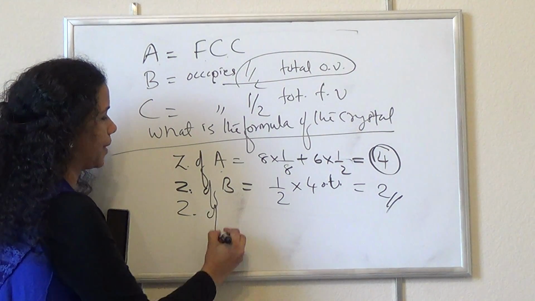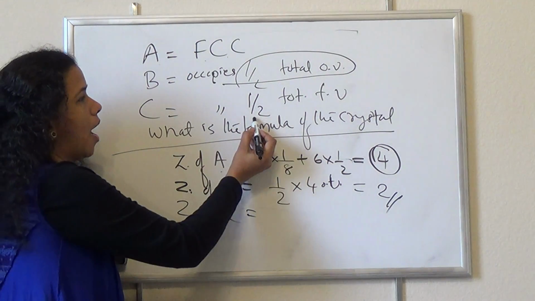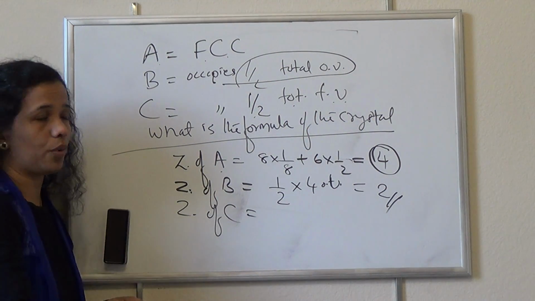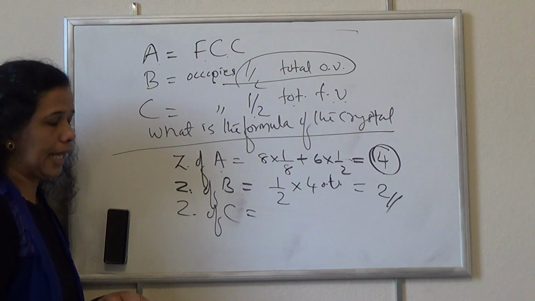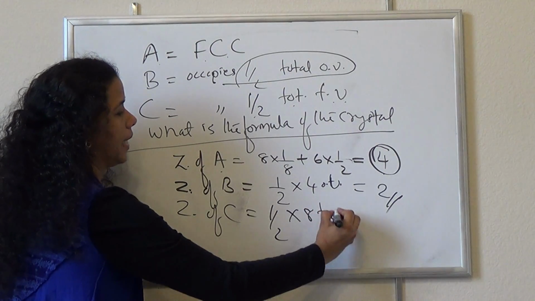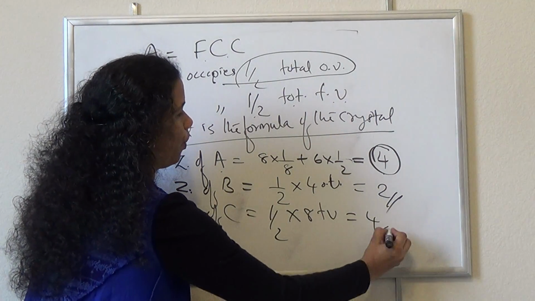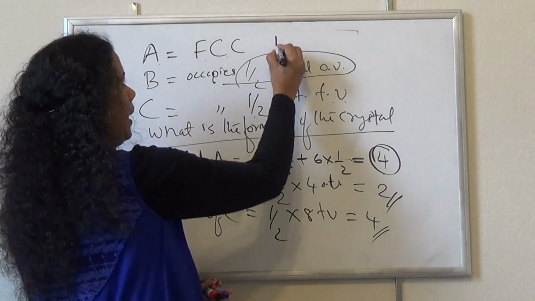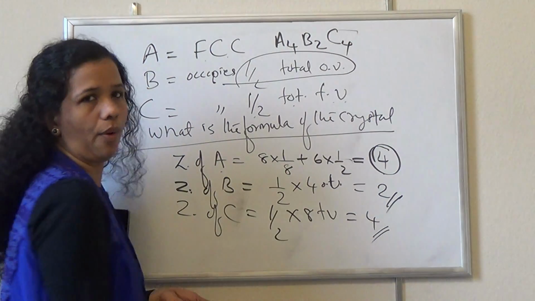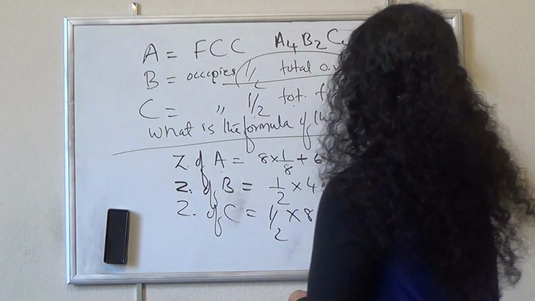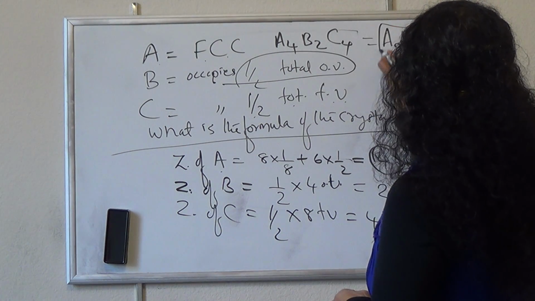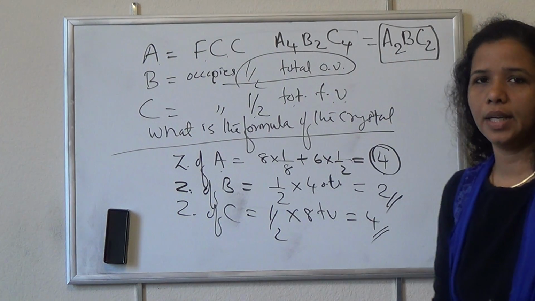Then Z of C. It is half of the total tetrahedral voids. What is the number of tetrahedral voids? Per atom there will be 2, so for 4 atoms there will be 8. Then half of it, half into total tetrahedral void 8, so its number is 4. So we got the number of A is 4, B is 2, C is 4. On simplifying by dividing by 2, we get A2BC2. So this is the formula of that crystal.